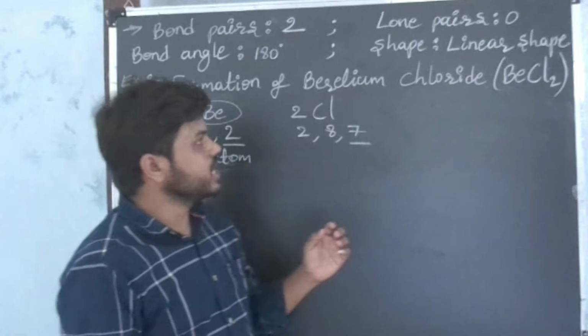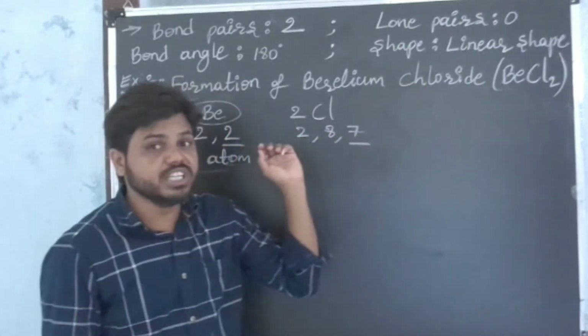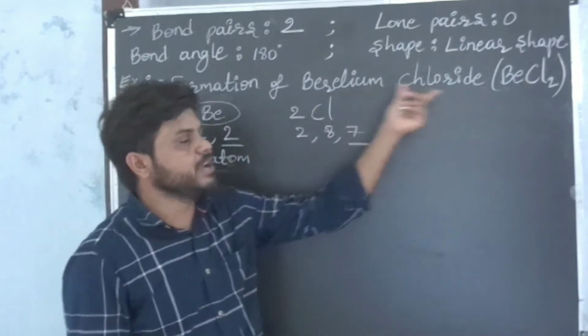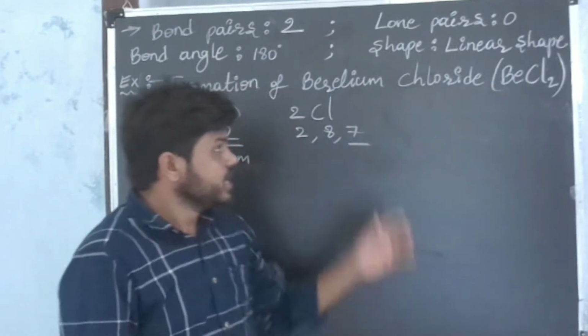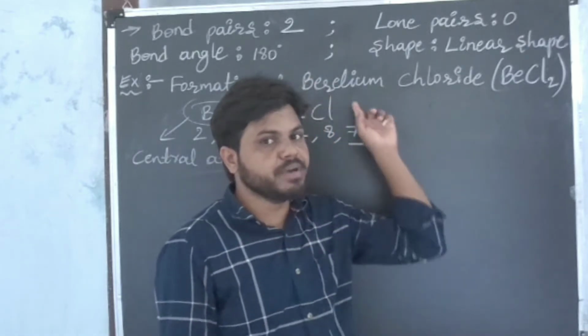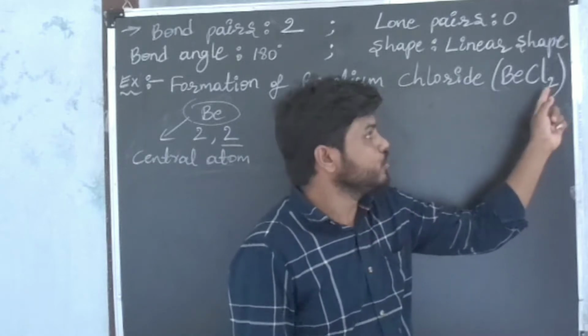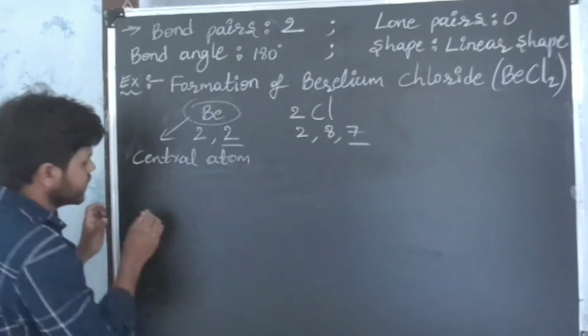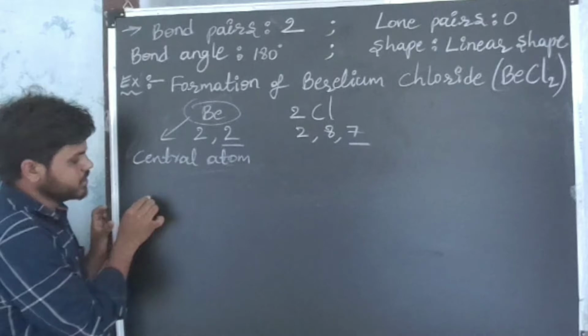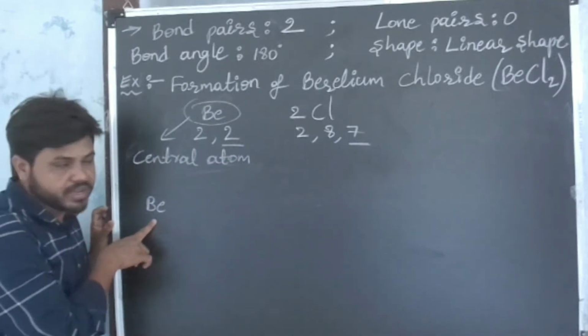By using Lewis dot symbols, we can draw the beryllium chloride molecule structure. In the beryllium chloride molecule, how many atoms are there? Three atoms are present in the beryllium chloride molecule. One is a beryllium atom and two are chlorine atoms. Now I am taking the beryllium atom. The symbol of beryllium is capital B, small e.